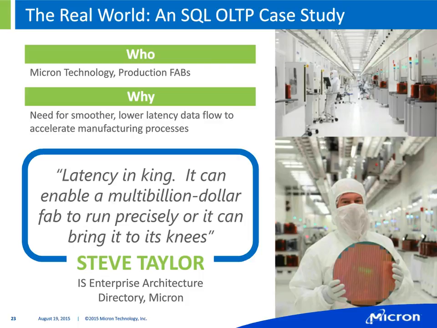Steve said, "Latency is king. It can enable a multi-billion-dollar fab to run precisely, or it can bring it to its knees." And the point of that is what I was describing earlier with that long line of stuff in various stages of completion. If at any intermediate stage you have an excessive latency spike or your latency is too high overall, you're going to slow everything down. In high volume manufacturing, that's a real problem.